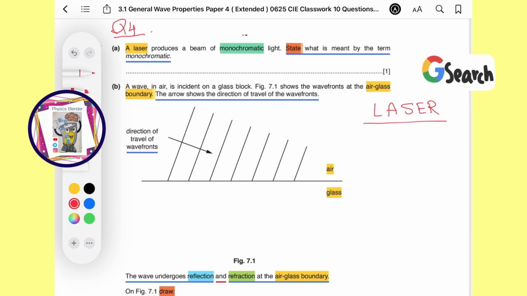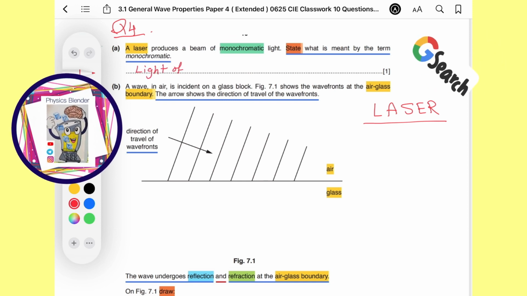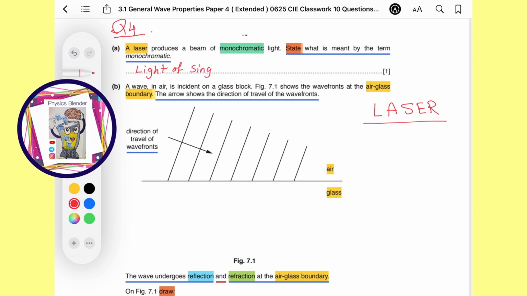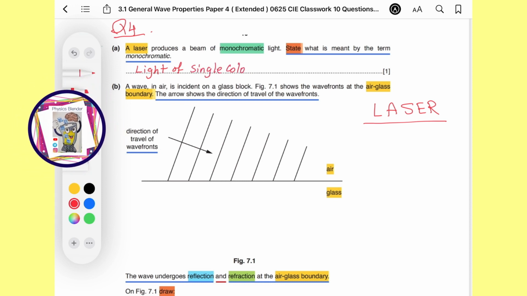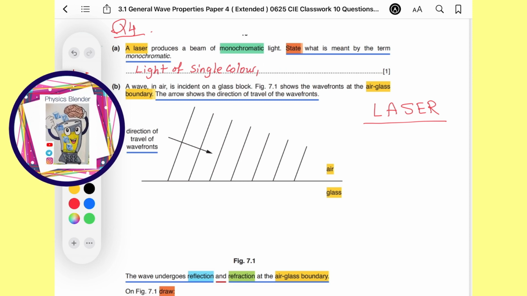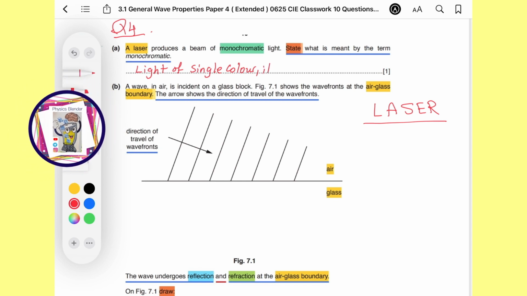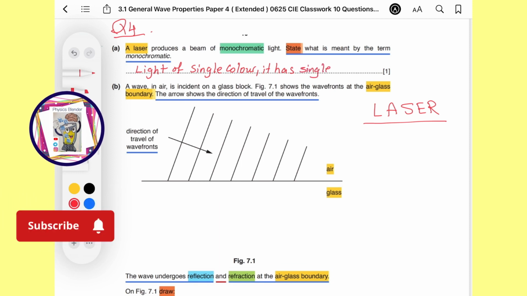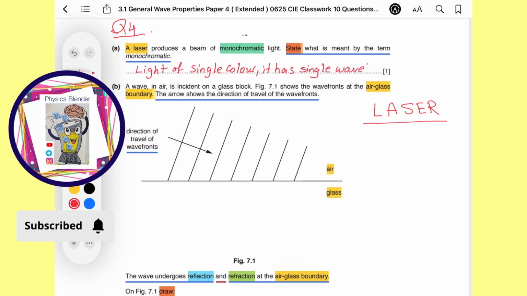So monochromatic means light of single color, or it has a single wavelength and single frequency.